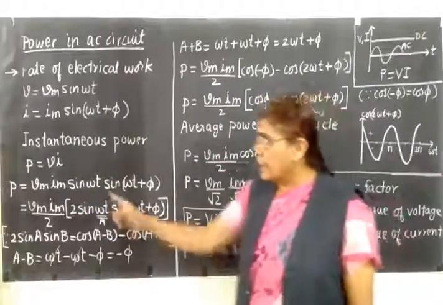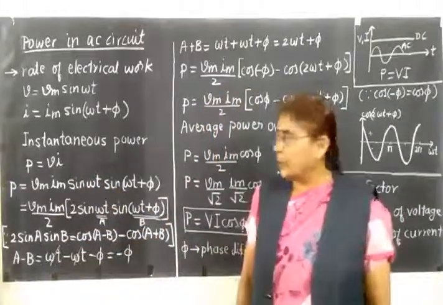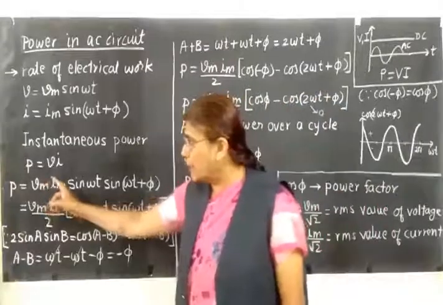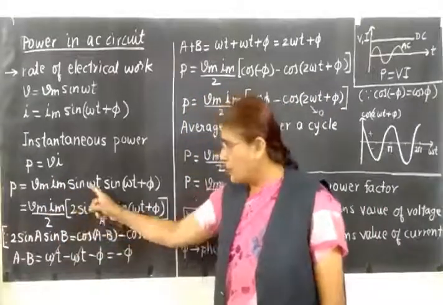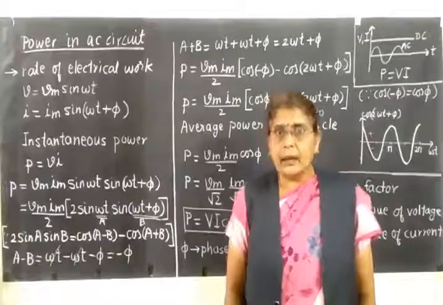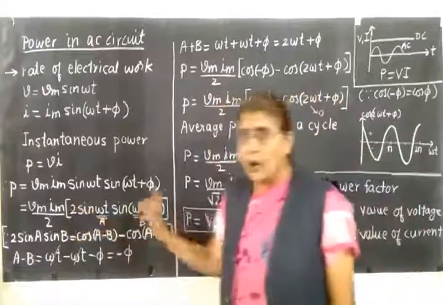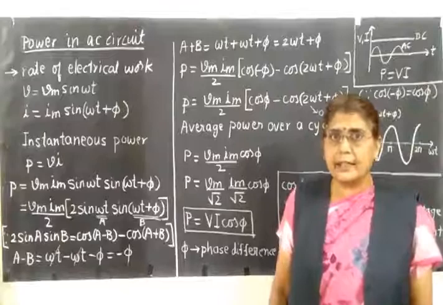Now, let us multiply by 2 and divide by 2. The value remains the same. So, I have divided by 2 here. So, Vm Im upon 2 into, I have multiplied by 2, 2 sin omega t into sin(omega t plus phi). Now, to solve the bracketed quantity, we shall use a trigonometric relation. So, what is that relation?